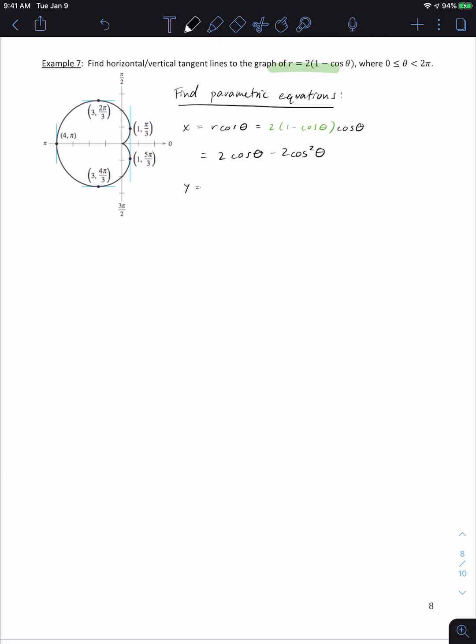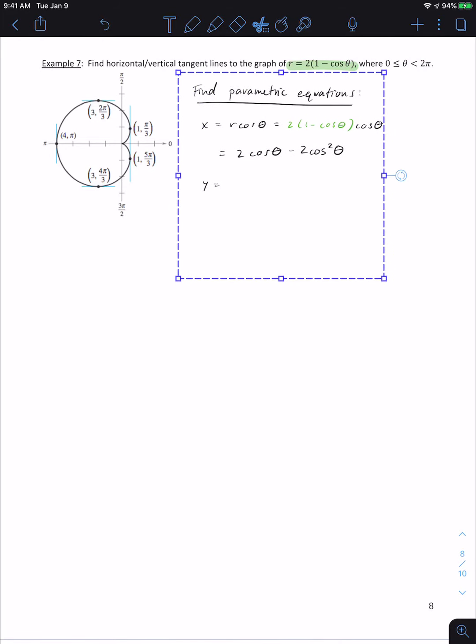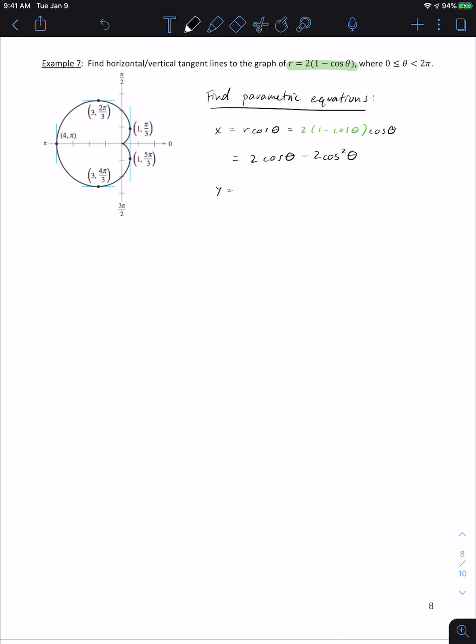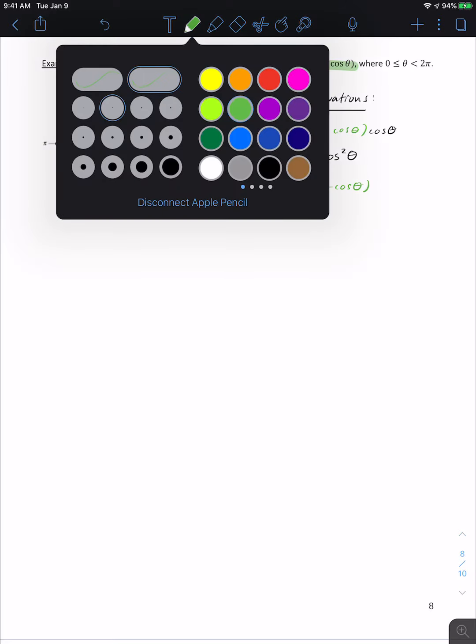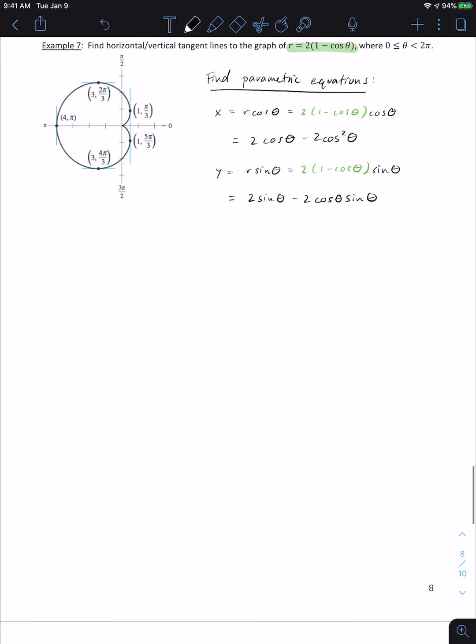And y is going to be r sine theta. But again, what is r? R is 2 times the quantity 1 minus cosine theta, again times sine theta. So here I end up getting 2 sine theta minus 2 cosine theta sine theta. So those are my parametric equations.